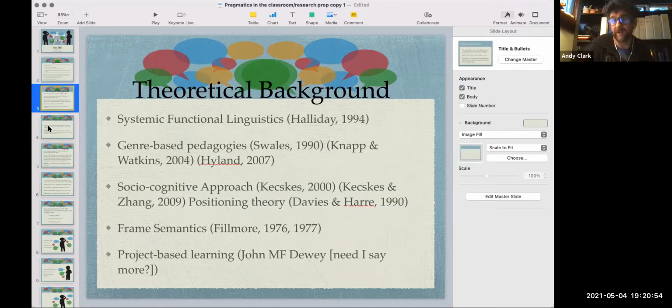So I'm looking at systemic functional linguistics, genre-based pedagogy, the sociocognitive approach, positioning theory, frame semantics, and project-based learning. I'm going to talk about each one of those as briefly as I can because I know we all have things to do.